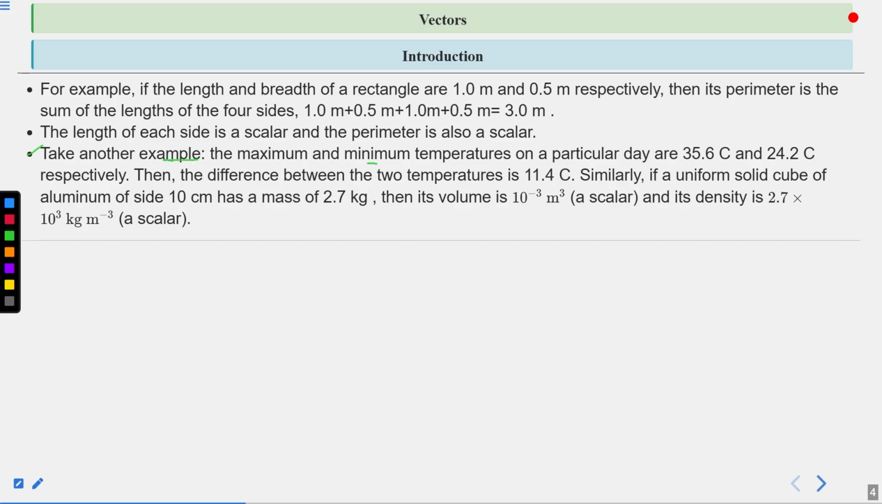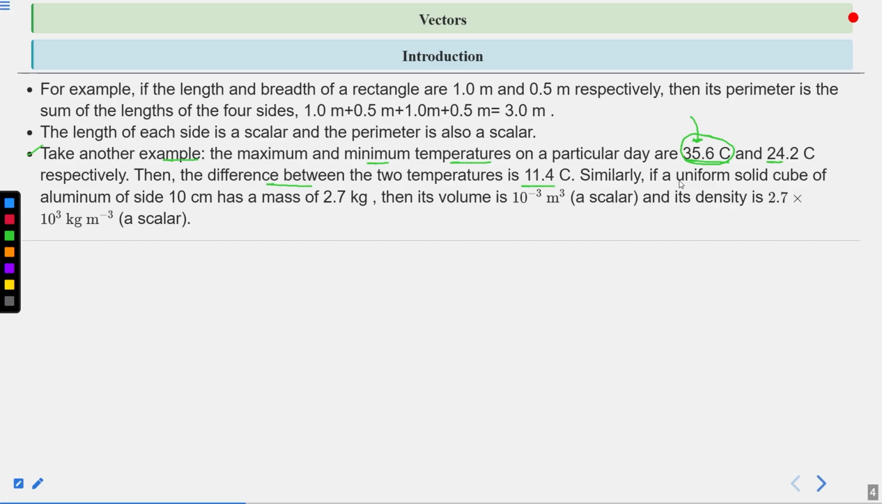The maximum and minimum temperatures on a particular day are 35.6 degrees Celsius. Look here, this shows the temperature on a particular day. So 35.6 is a magnitude term and degree Celsius is the unit. And the other, minimum temperature, is 24.2 degrees Celsius. So what will be the difference? The difference between the two temperatures is 11.4 degrees Celsius.